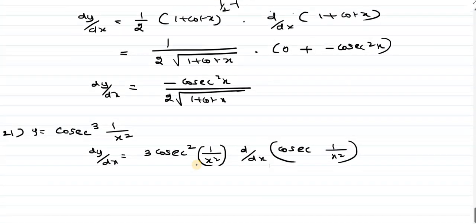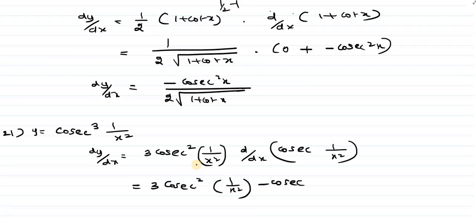So second step, what you will do: the function we have to differentiate, cosecant x, on differentiation is minus cosecant x cot x. Right? Cosecant x cot x is 1 by x square. Here is the function. Then we have to differentiate the angle, which is 1 by x square.